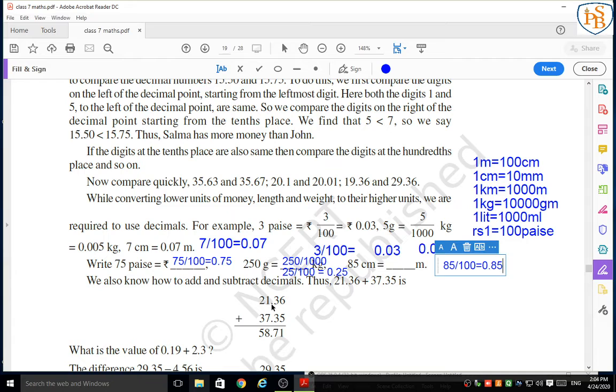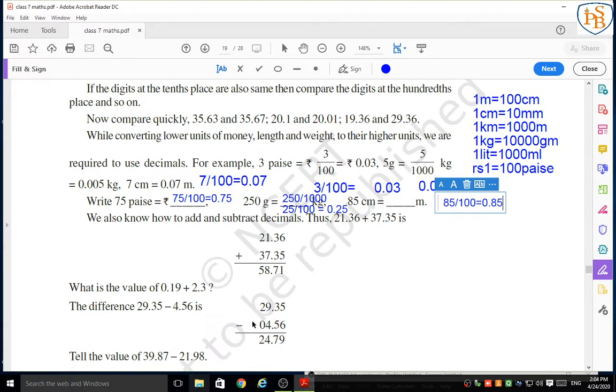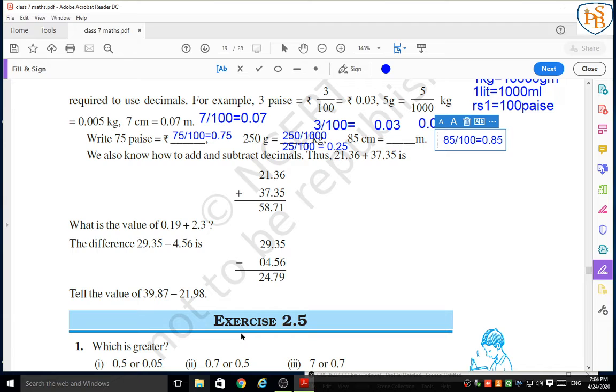Okay, so 6 plus 5 is 11, carry 1, 3 and 3 is 6, and plus 7, point. 1 plus 7 is 8, and 2 plus 3 is 5. Like that, you can solve this addition and subtraction both.